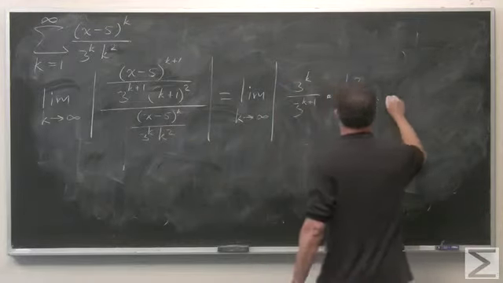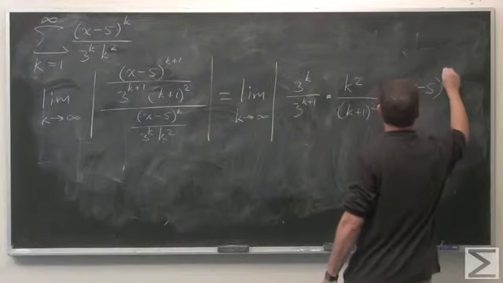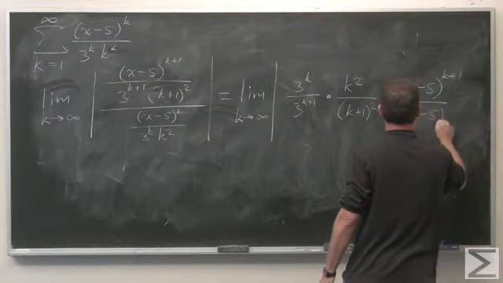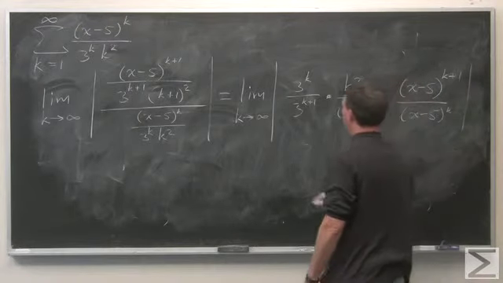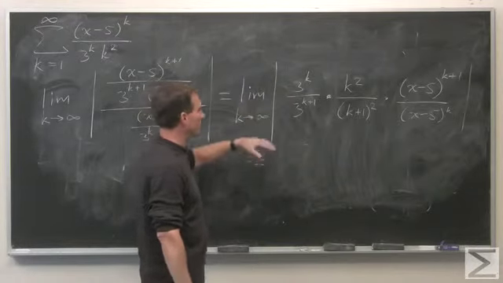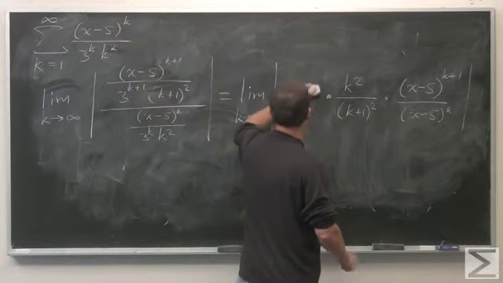And then I'll write it. I won't go ahead and do the division, but I will in a second. (x - 5)^(k+1) over (x - 5)^k. And then you look at what happens. This is 1/3 on the nose. No matter what k is, this is 1/3. So I'll go ahead and write that as 1/3.